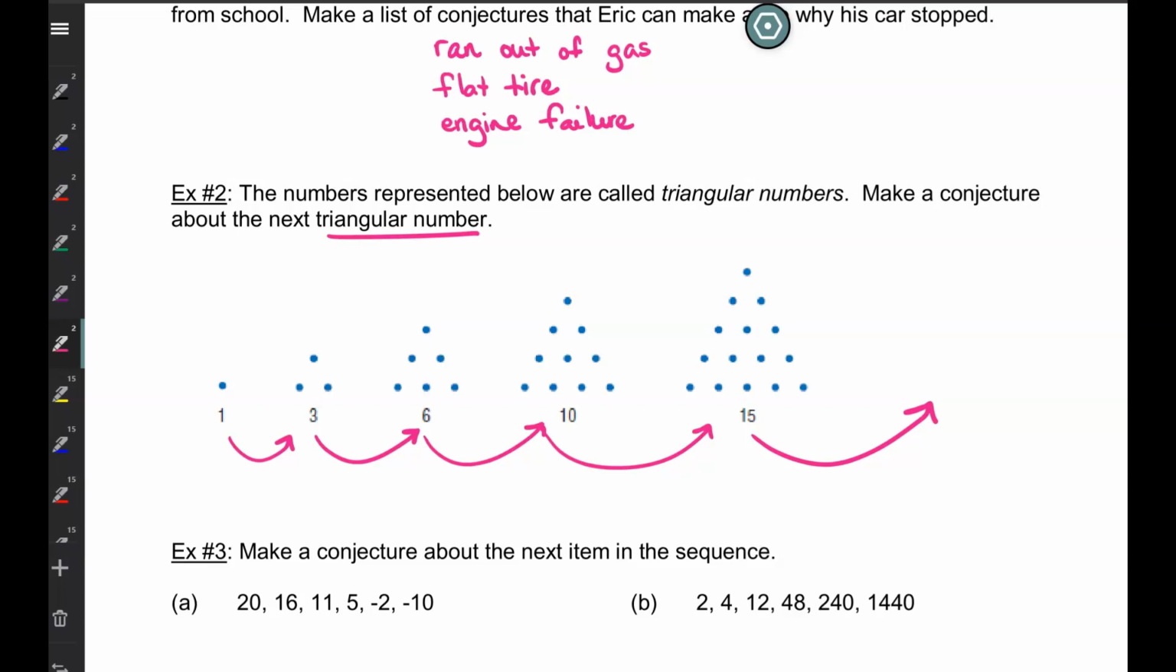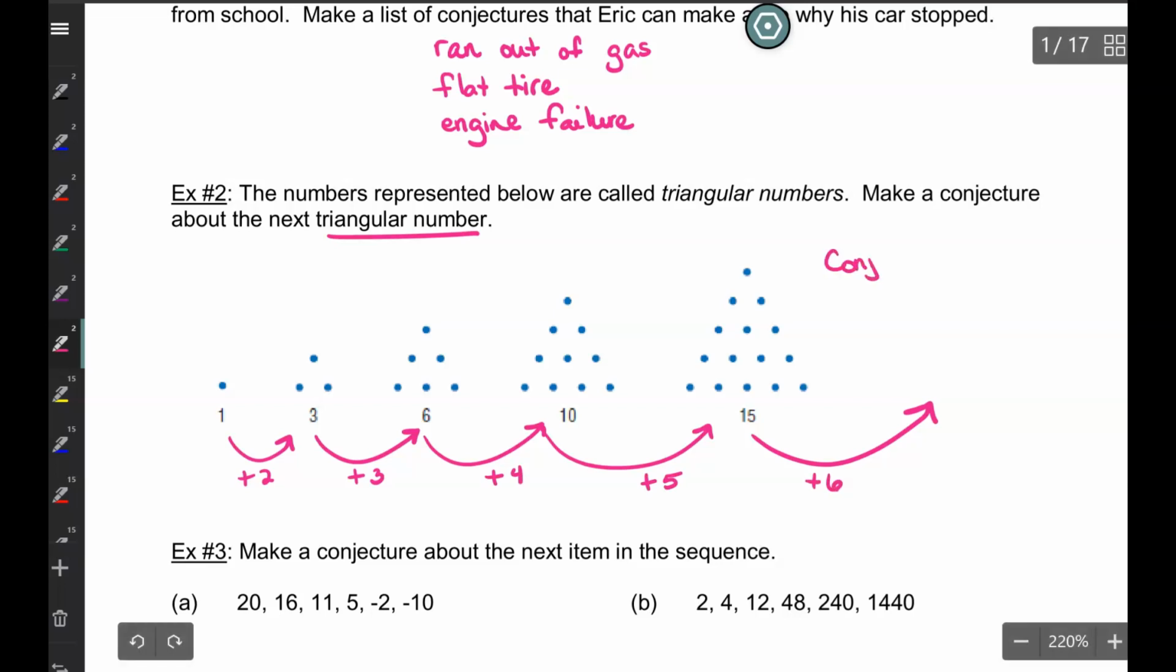So it looks like if you see how we added 2 here, we added 3, added 4 to get 10, added 5. So that means the next number, so my conjecture is the next triangular number is 21.